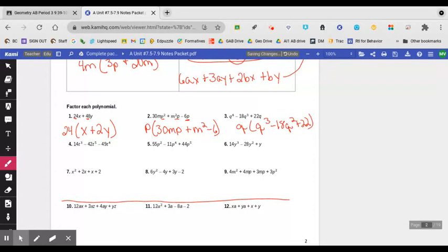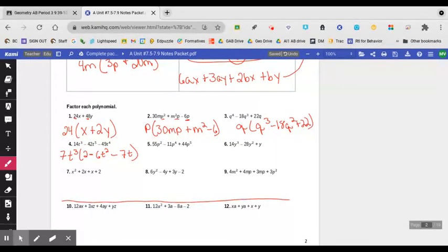Number 4, I'm looking for a number that goes into 14, 42, and 49. So that's 7. And I want the highest exponent of t that's in everything. So that would be t cubed. So 7t cubed times 2 gives me 14t cubed, minus 7 times 6 gives me 42. And then t squared times t cubed gives me t to the 5th, minus 7t.